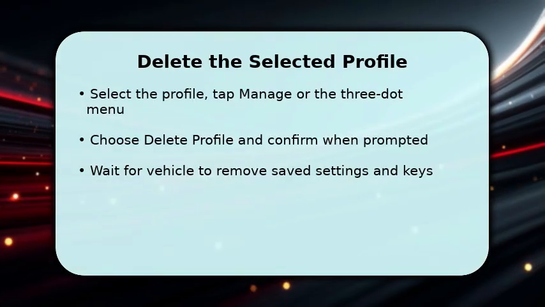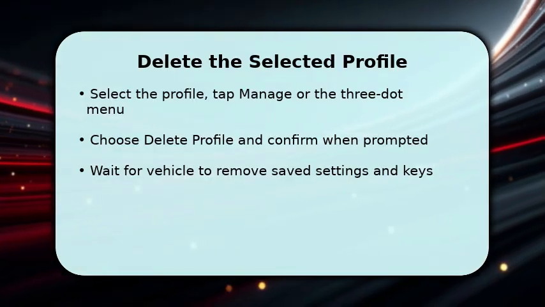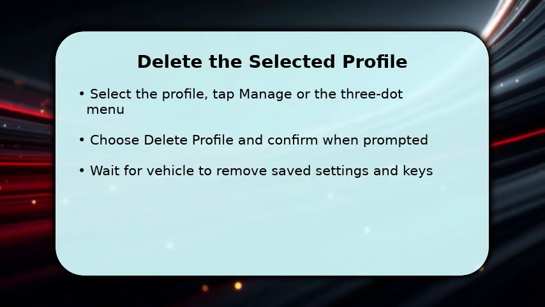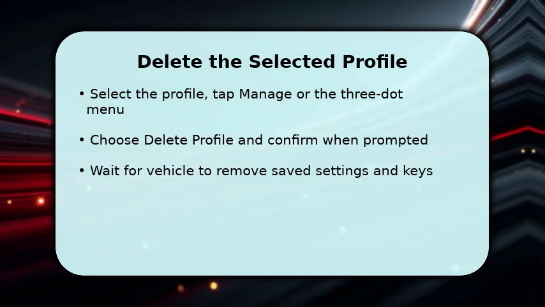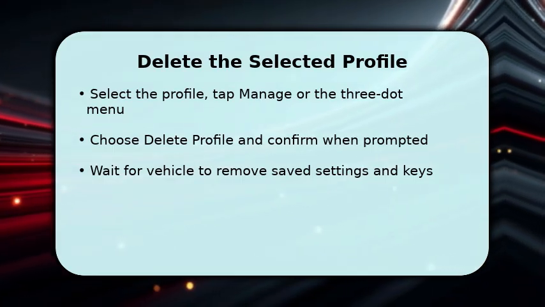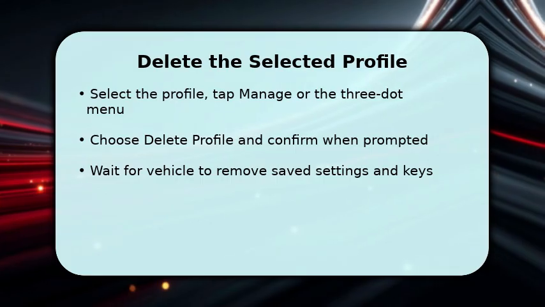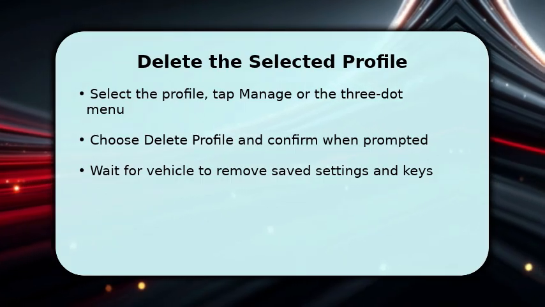You select the target profile and open Manage or the three-dot menu to find Delete Profile. This removes saved seat, mirror, steering, and key associations. Confirm the delete prompt deliberately because it's irreversible from the car interface.